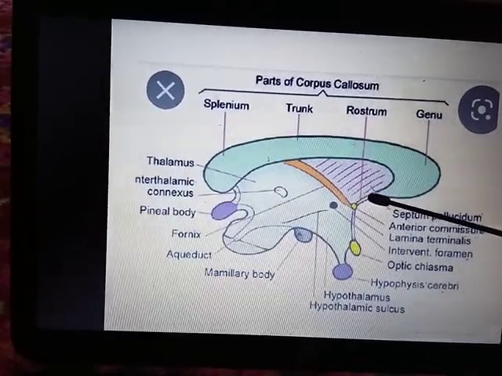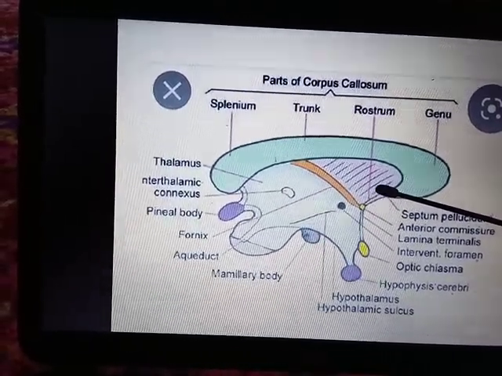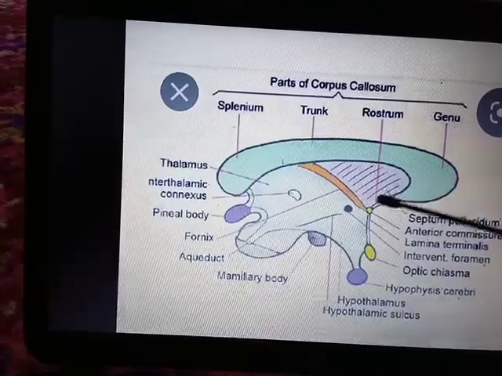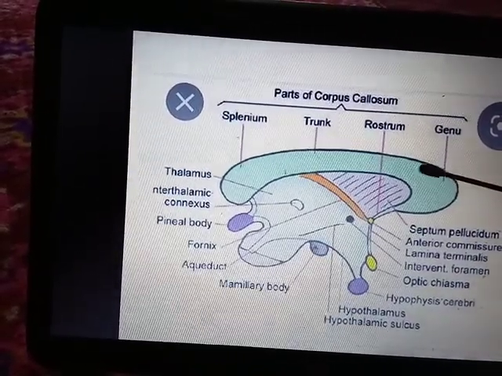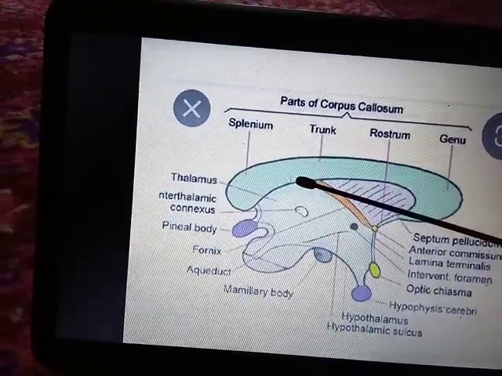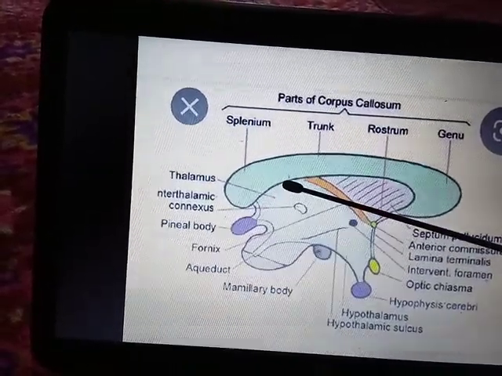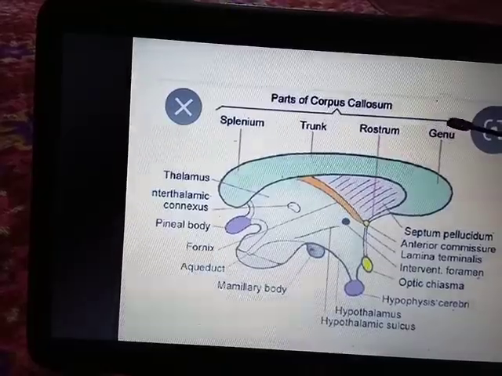Let's start. This is the rostrum, the beak-shaped anterior end of the corpus callosum. Then this is the genu, which is broadened up. This is the trunk, and this is the splenium. These are the parts of the corpus callosum.